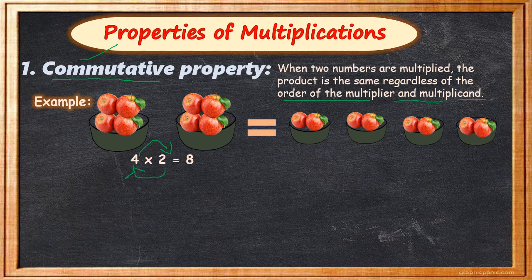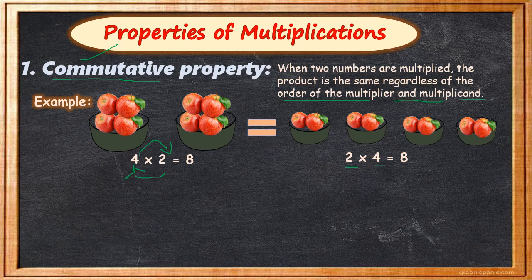Earlier it was only 2 bowls. Now how many bowls are there? 4 bowls. And how many apples in each bowl? 2 apples. That means I have changed the order of multiplier and multiplicand. Earlier which was multiplier, it is now multiplicand. And what was multiplicand? It is now multiplier. That means I have changed the order.